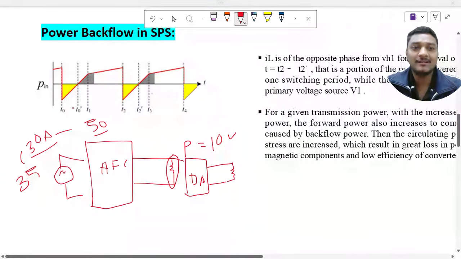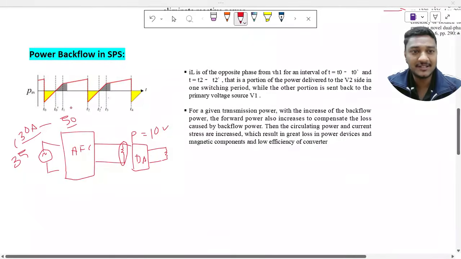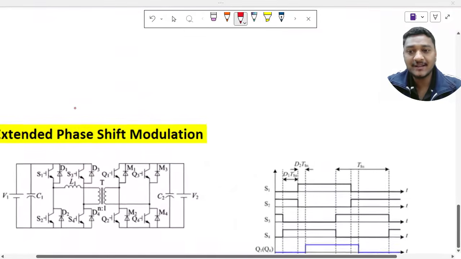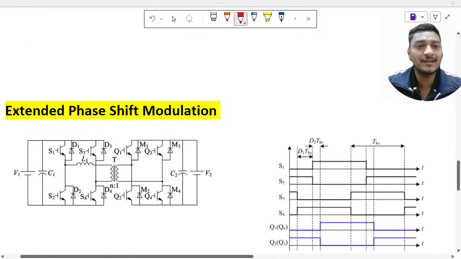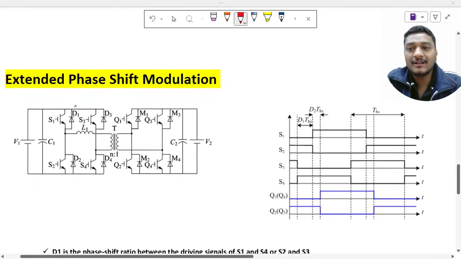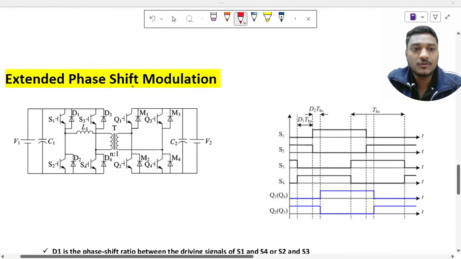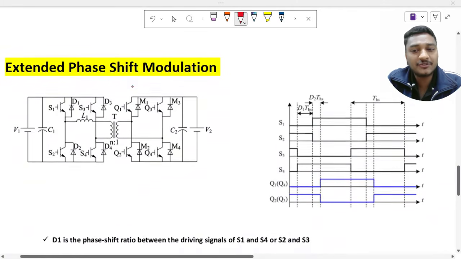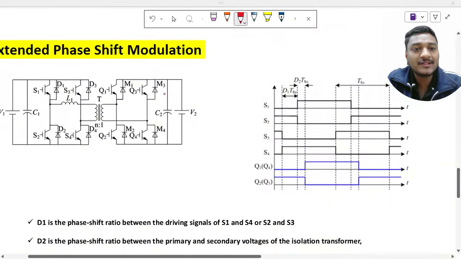But apart from this, let us come to the important part of this lecture, which is the extended phase shift modulation. So far we have learned why there is a need for some other modulation technique apart from single phase shift modulation, because single phase shift modulation has the problem of backward power flow, which is a really big problem and an open-ended research question as well. Now we will start to understand the extended phase shift modulation. In one of the videos we have seen what the extended phase shift modulation is.